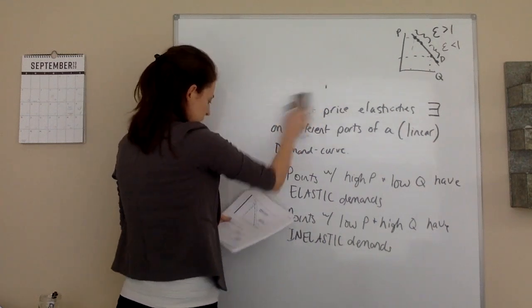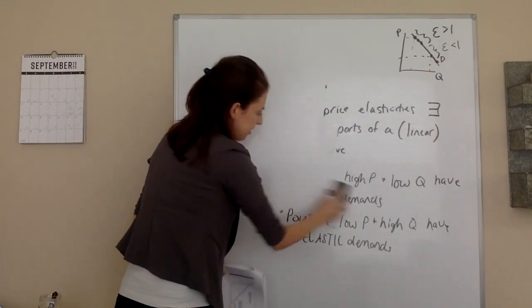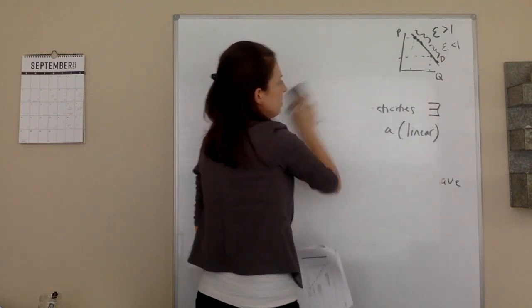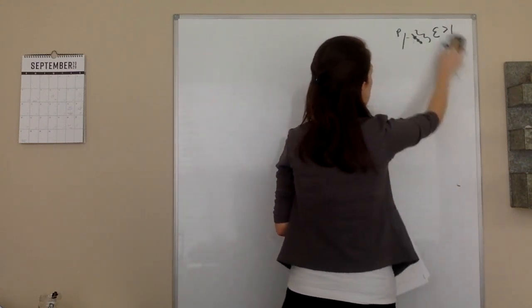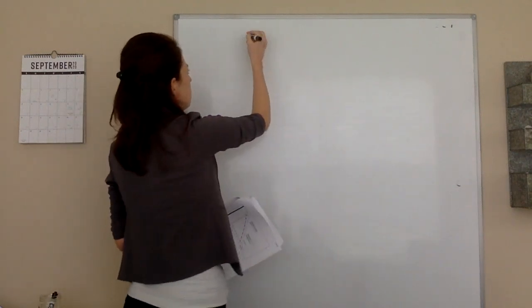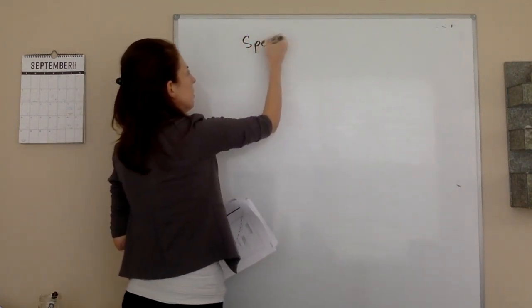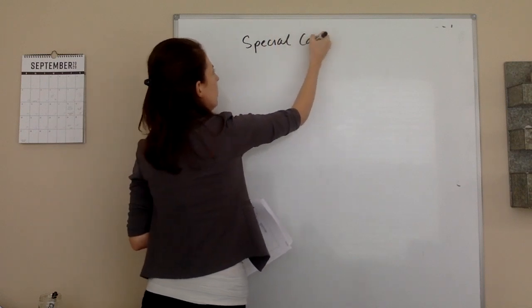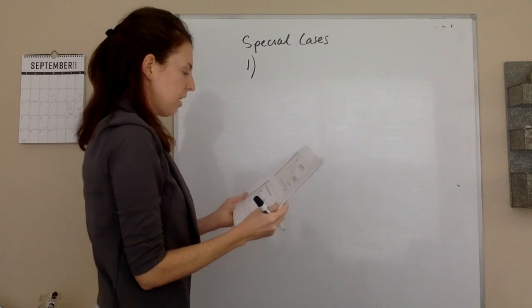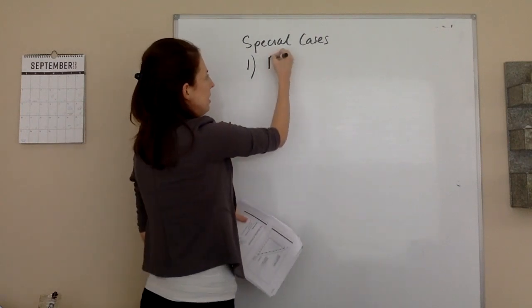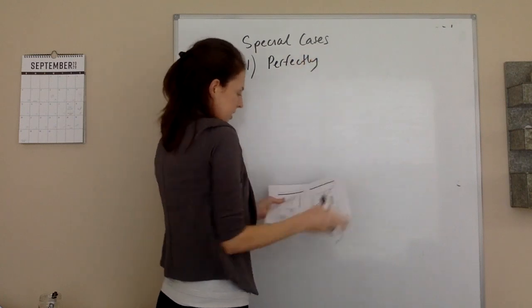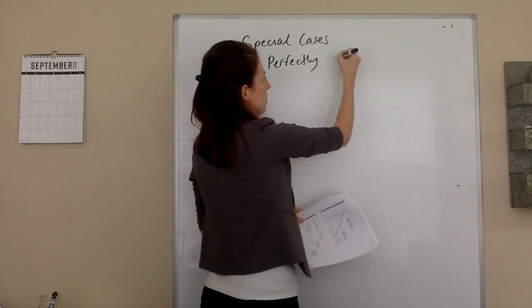Thing to note number 2 is there are special cases of price elasticity of demand. Okay, so we're going to label this special cases. And the first special case we're going to consider is the case of a perfectly inelastic demand.